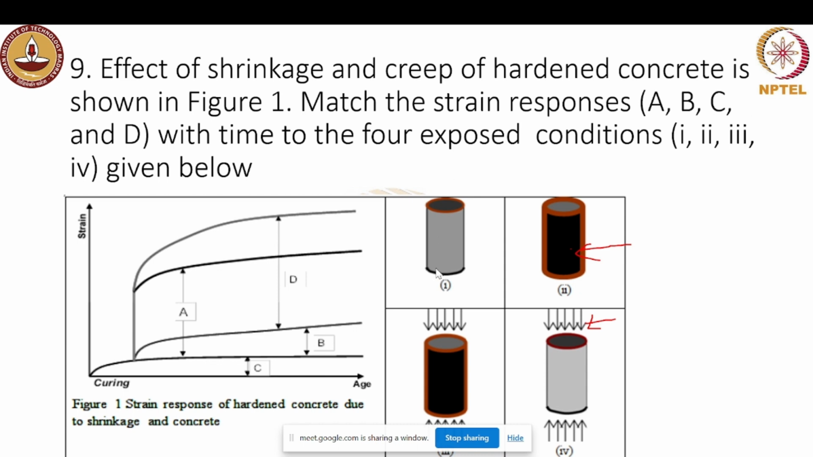In the first exposed condition, the top layer is covered and this part is exposed. Secondly, this part is covered and the top layer is exposed. Here, this part is covered, top and bottom layers are exposed and load is applied on the top and bottom. Here, this part is exposed and this part is covered and load is applied in the vertical direction, top and bottom. So, according to you, what matches what? What is A, what is B, what is C, and what is D?